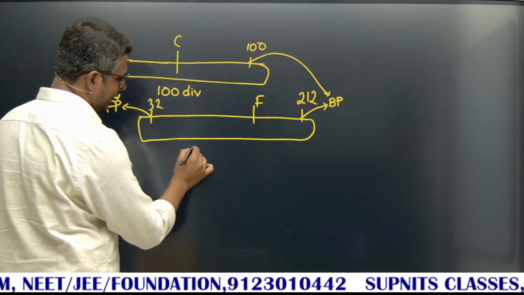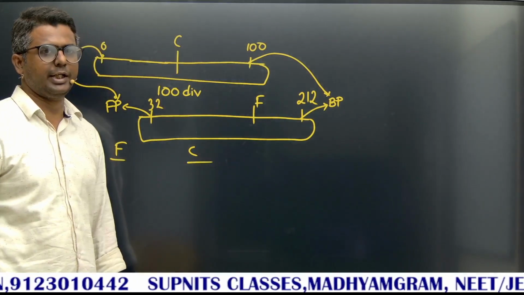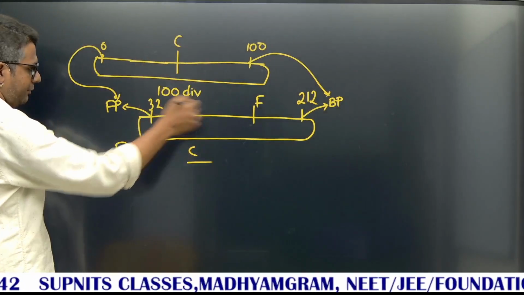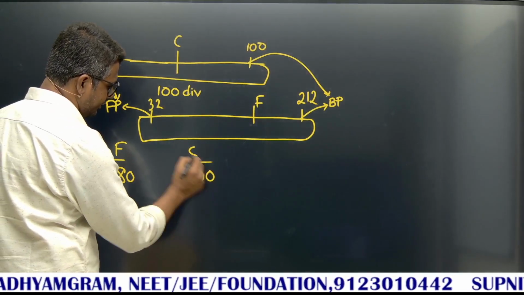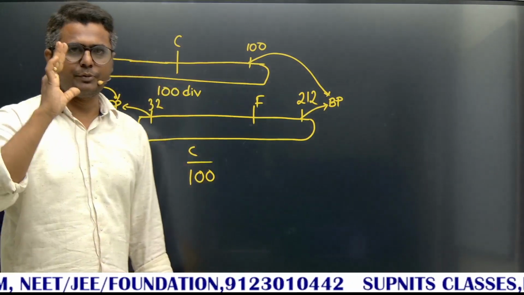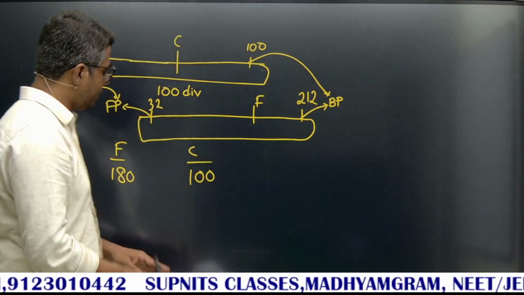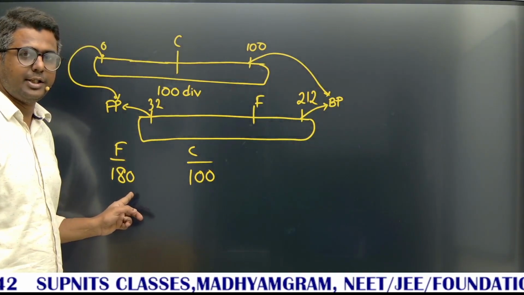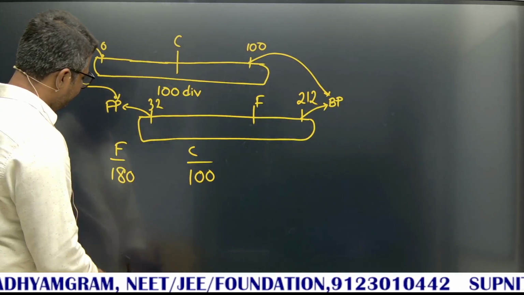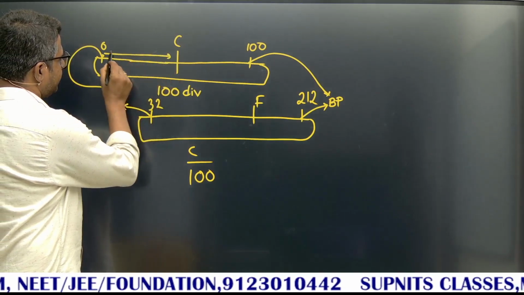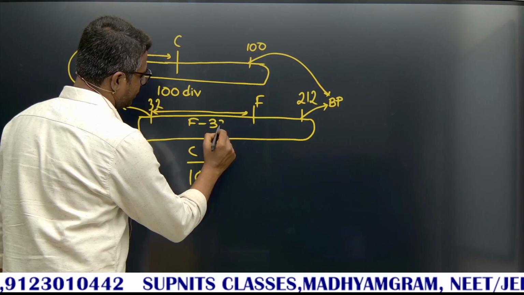So similarly I can say, when it is coming to Fahrenheit scale, the total number of divisions is 180, whereas in Celsius scale it is 100. The temperature range is between freezing point and boiling point. So the temperature range is same, but the divisions are different. So 180 divisions in Fahrenheit scale is equivalent to 100 divisions in Celsius scale. Clear? Now, how many divisions? You will say C divisions. How many divisions? You will say F minus 32 divisions.